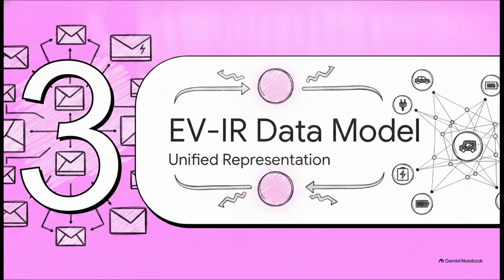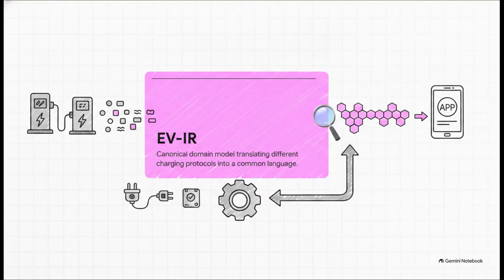Section 3. EVIR, the Unified Data Model. Here's where the actual translation magic happens. Meet EVIR, which stands for EV Charging Intermediate Representation. It's a canonical domain model, and honestly, it's the ultimate standardizer. No matter what crazy protocol a physical station is running, its data gets converted straight into EVIR. So your app only ever has to speak one predictable language.